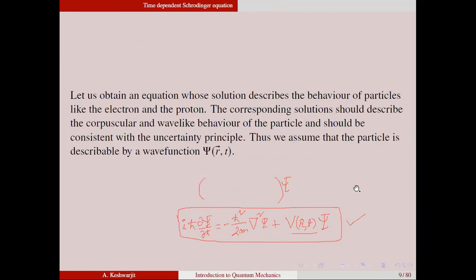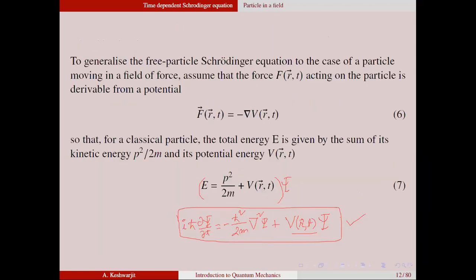We only obtain this equation for a free particle. We have not derived this.